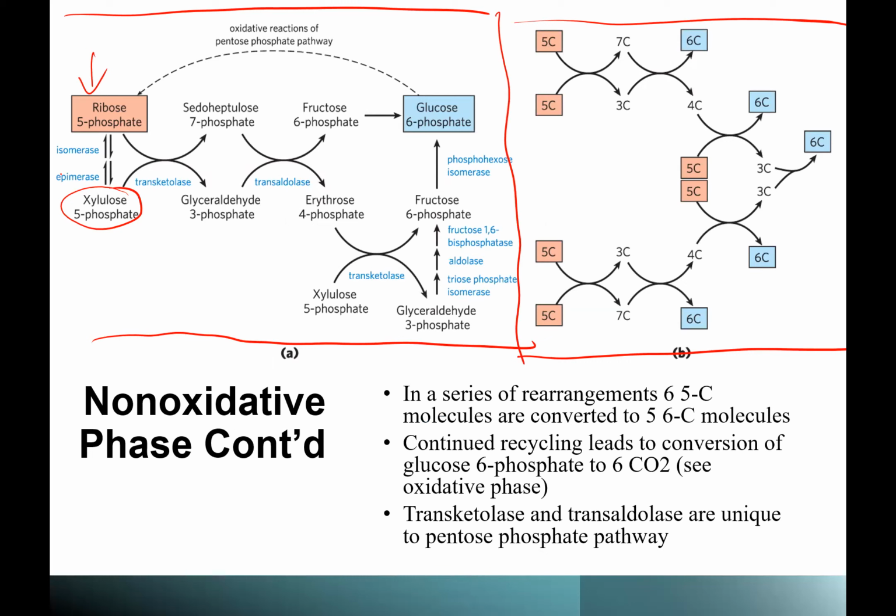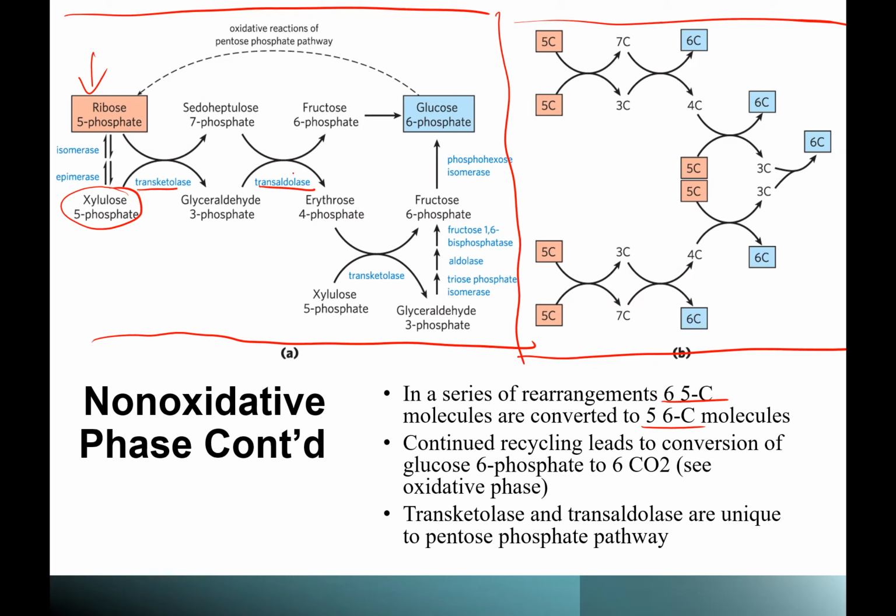So what's the big picture here? It's a little crazy looking, right? So basically what's going to happen here is we have two different enzymes that are going to transfer short carbon segments from one compound to another compound. So overall, it's a series of rearrangements that takes 6 5-carbon molecules and converts them to 5 6-carbon molecules. 6-carbon molecules sound suspiciously like things like glucose, right? Or fructose.